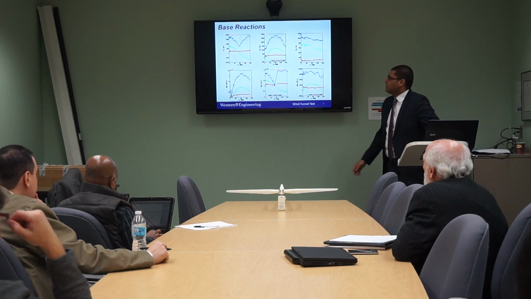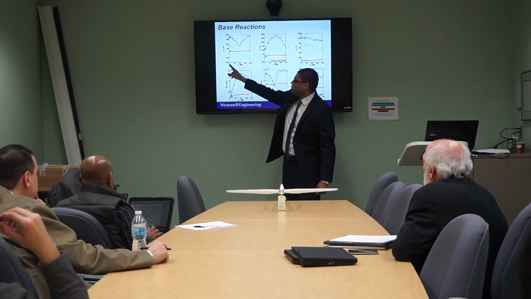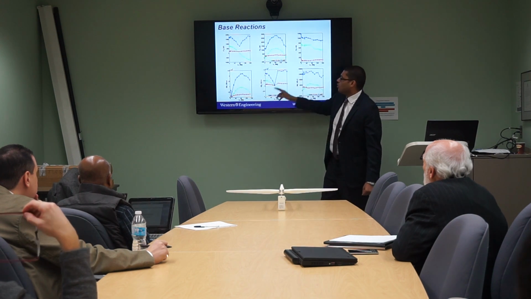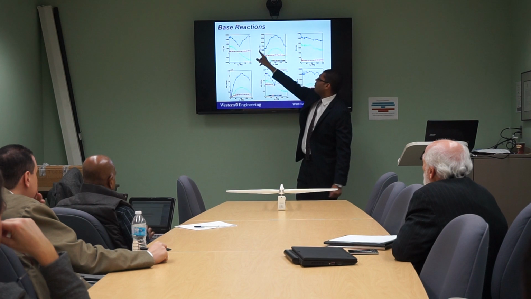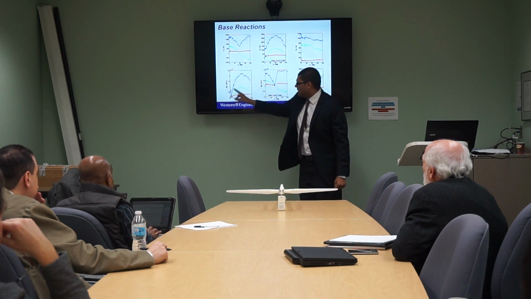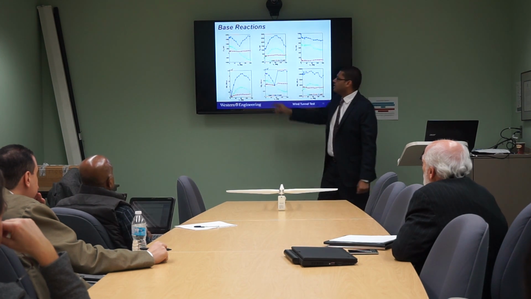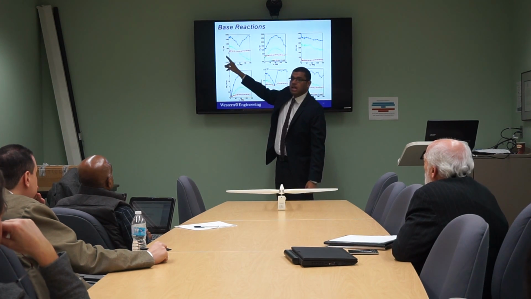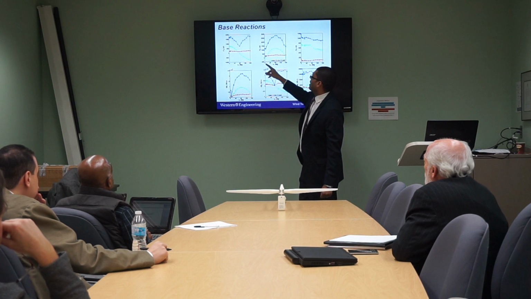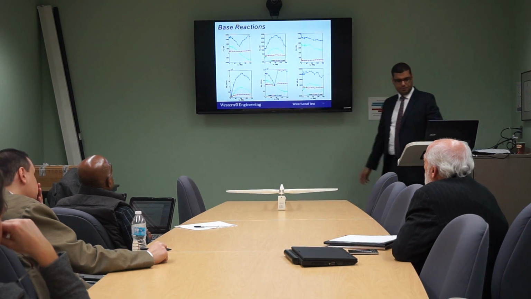We can see here with different angles of attack between 0 and 180, we'll be able to get base reactions as Fx, Fy, Fz, Mx, My, Mz. This is the mean value, root mean square, and the peak value, and we can see that of course the maximum Fx will be at 0 and the maximum Fy will be at 90.